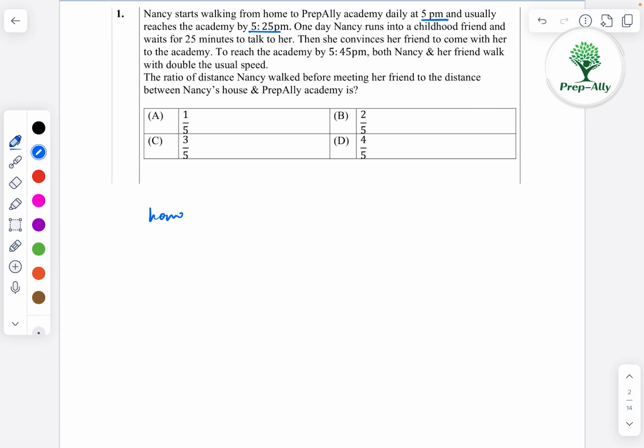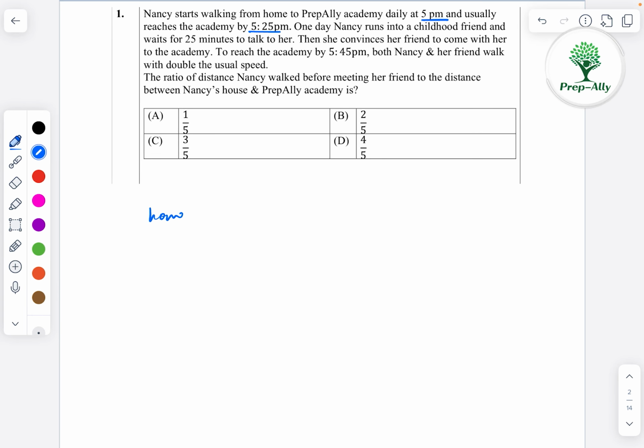The ratio of distance Nancy walked before meeting her friend to distance between Nancy's house and Prepalai Academy. So let us say that from home to where she meets her friend is some x. So obviously the remaining distance is going to be d minus x. Now, Nancy began from home at 5 p.m. and after everything, she reaches academy at 5:45 p.m. while taking a 25-minute break.